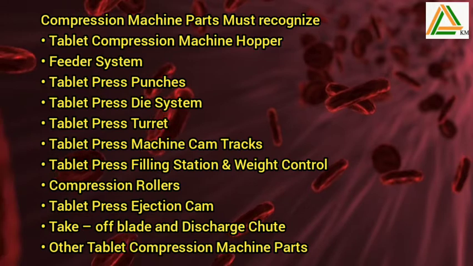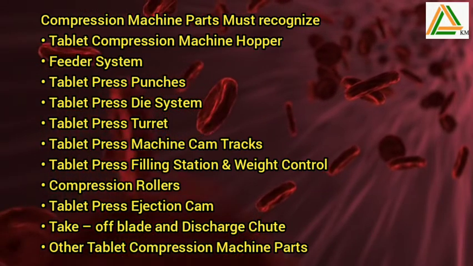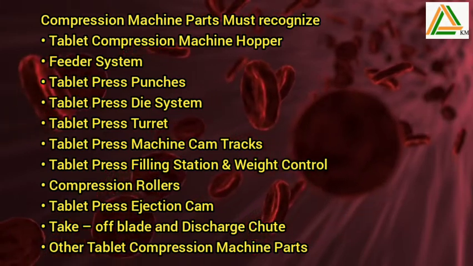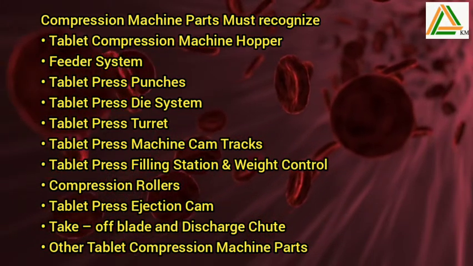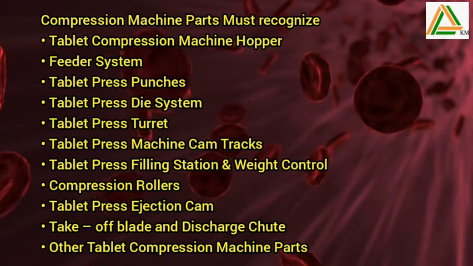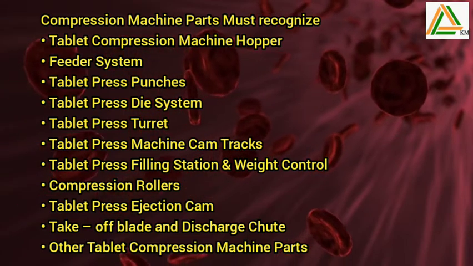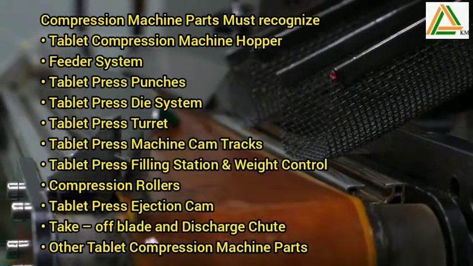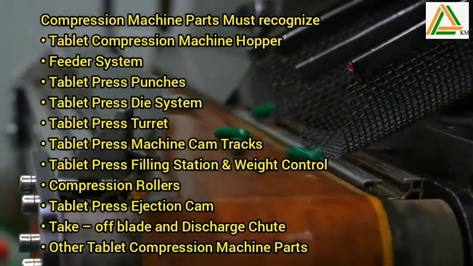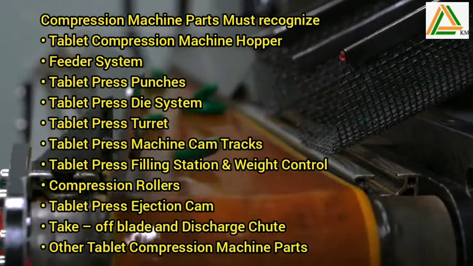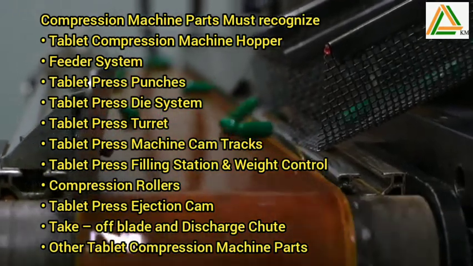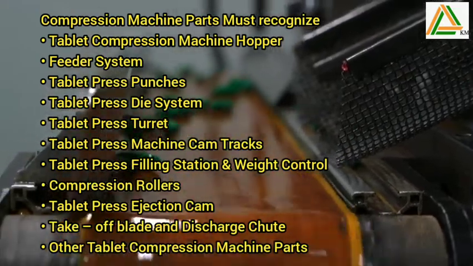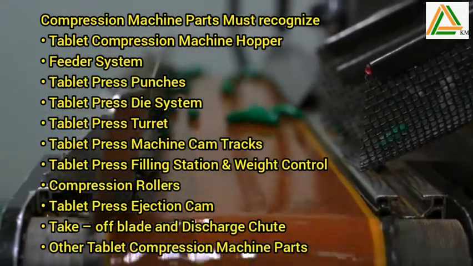Compression machine parts must recognize. Tablet compression machine hopper, feeder system. Tablet press punches, tablet press die system. Tablet press turret, tablet press machine cam tracks. Tablet press filling station and weight control. Compression rollers, tablet press ejection cam. Take-off blade and discharge chute. Other tablet compression machine parts.